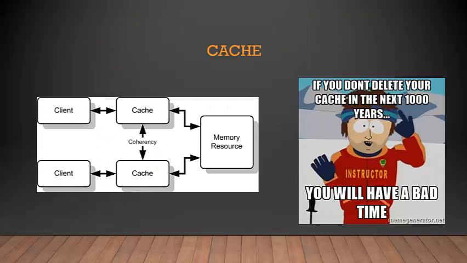Now, cache. Cache is a hardware and a software component that stores data, so future requests for that data can be served faster. The data stored in a cache might be the result of an earlier computation or the duplicate of data stored elsewhere. A cache hit occurs when requested data can be found in a cache, while a cache miss occurs when it cannot. Cache hits are served by reading data from cache, which is faster than recomputing a result or reading from a slower data store. Thus, the more requests can be served from the cache, the faster the system performs.